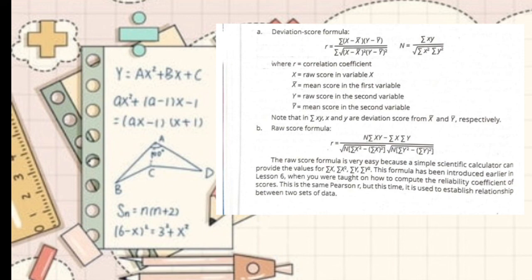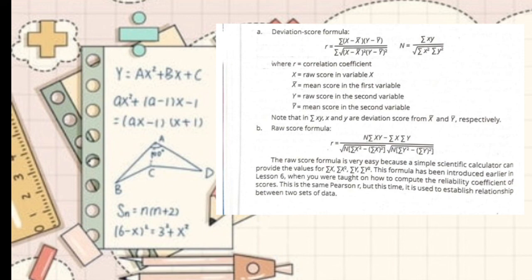There are different versions of the formula. The first is the deviation score formula. That is the formula for the deviation score, where r is the correlation coefficient, X is the raw score in a variable, X-bar is the mean score in the first variable, Y is the raw score in the second variable, and Y-bar is the mean score in the second variable.